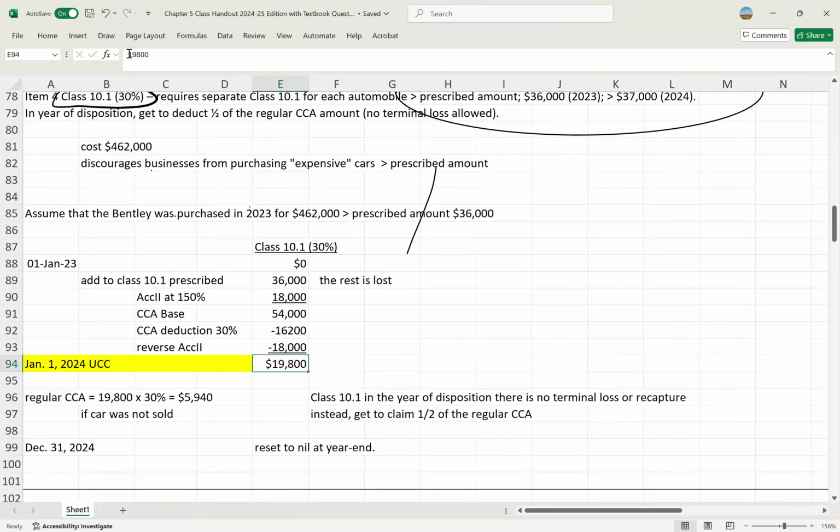We minus our CCA of 16,200. We reverse the accelerated investment incentive of 18,000. And the balance going into next year is 19,800. So I just wanted to sort of show you how we got to that starting point for 2024. Any questions about those calculations?